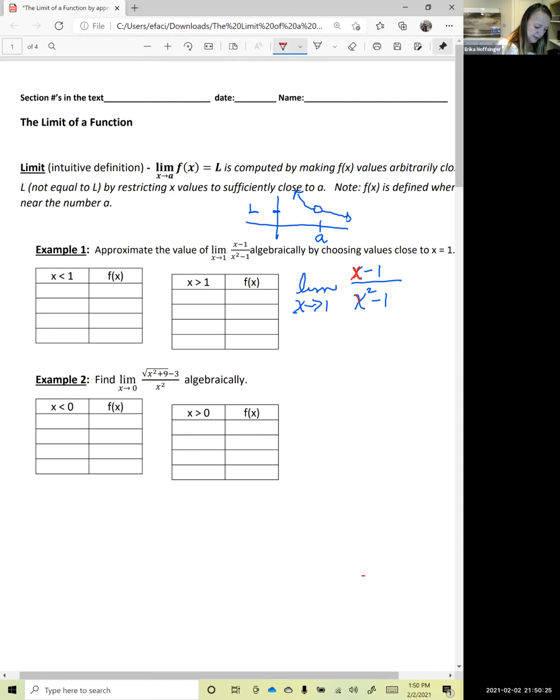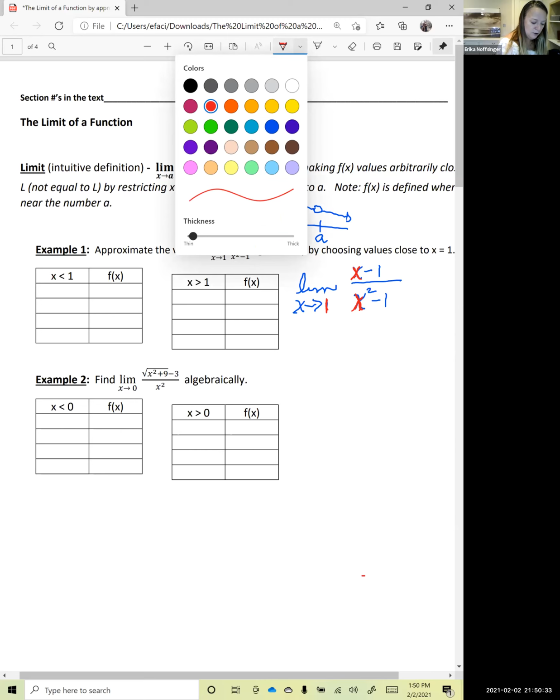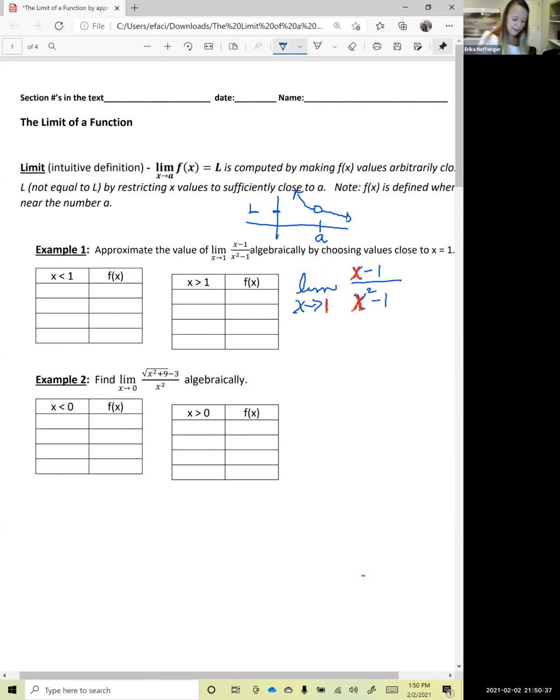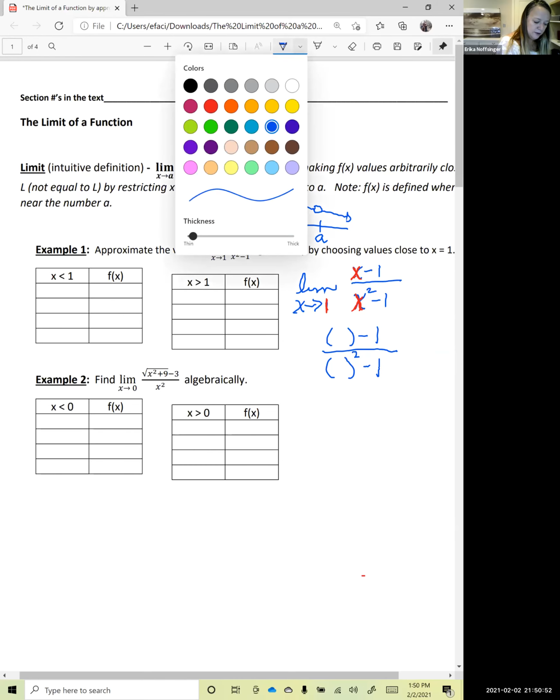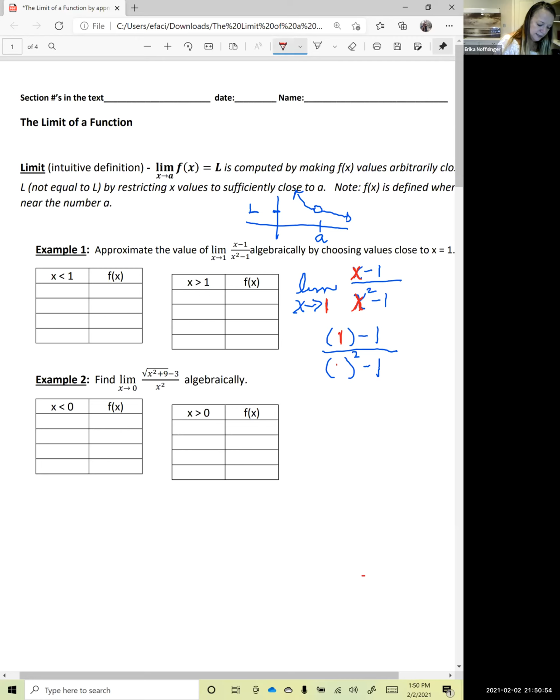So let's go in here, and wherever we see an x in our function, we're going to plug in 1. And because I'm plugging in that number wherever I see an x, I no longer want to write that limit notation. So once you plug that number in wherever you see an x, drop the limit notation. So I'm going to put parentheses wherever I see an x. So I see an x, so parentheses minus 1. In the denominator, I see an x squared, so parentheses squared minus 1. Go in here, replace it with a 1 inside the parentheses.